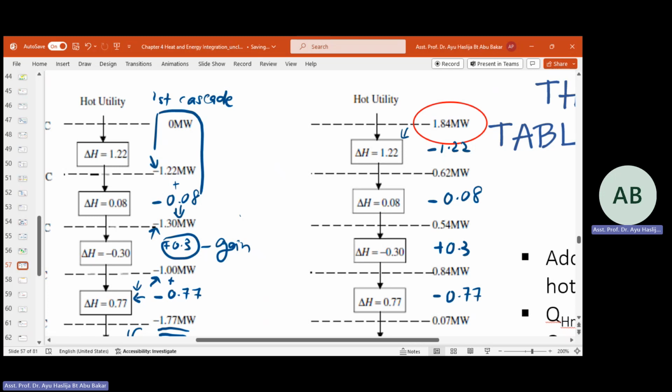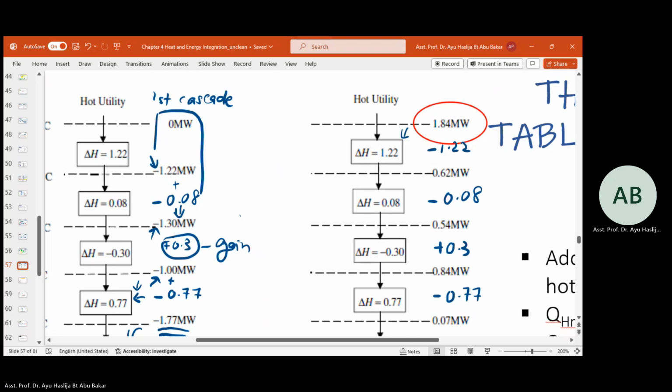From the first cascade, we get negative 1.84, meaning that that amount of heat needs to be supplied to your system. Hot utility, heater. You need to supply heater for that amount of energy.